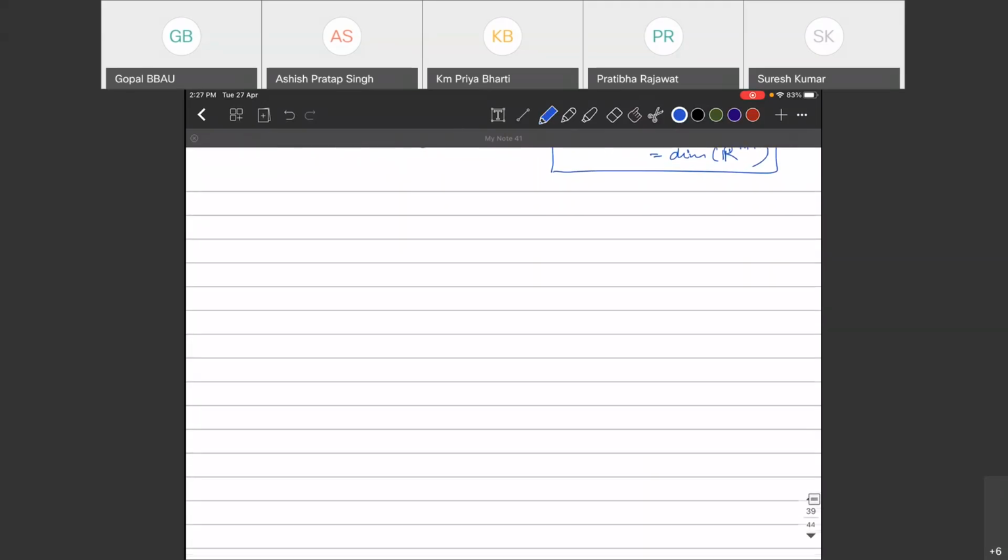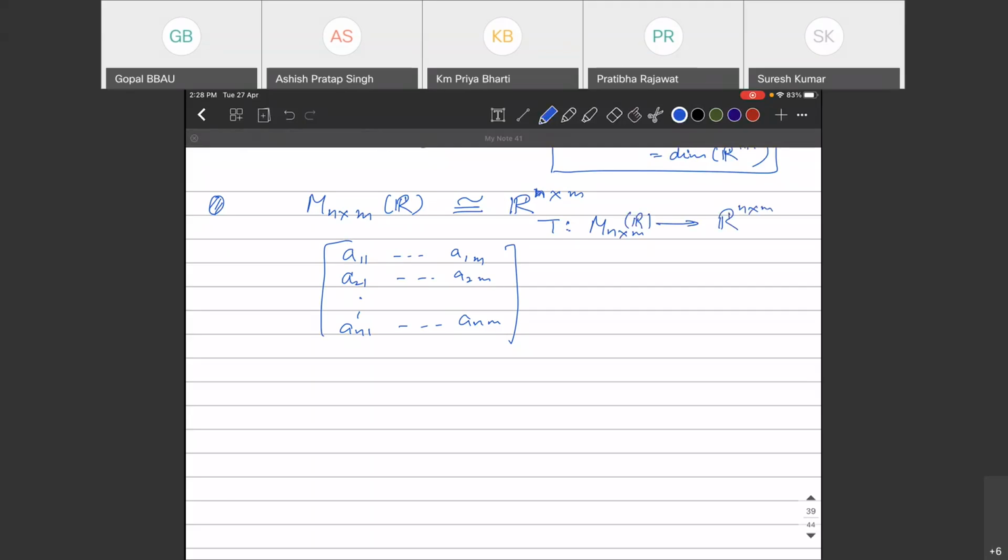Okay, let's see another. It's in fact an exercise for you. Let us take an m cross n real matrix. We will prove that this is in fact isomorphic to R^(n cross m). How will we do this? Take a matrix of order n cross m, like this: a11 to a1m, then a21 to a2m, up to an1 to anm. What we do is define a linear transformation. You have to show that this is a linear transformation. So how will you define it?